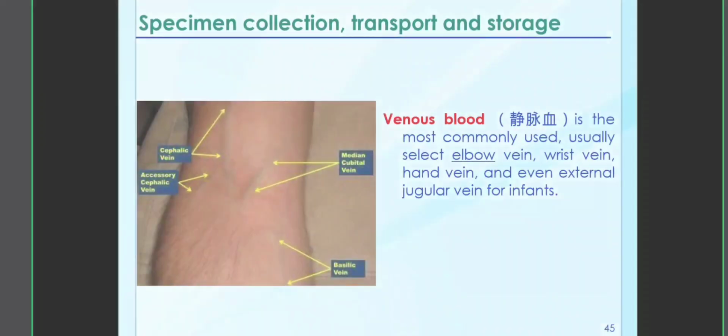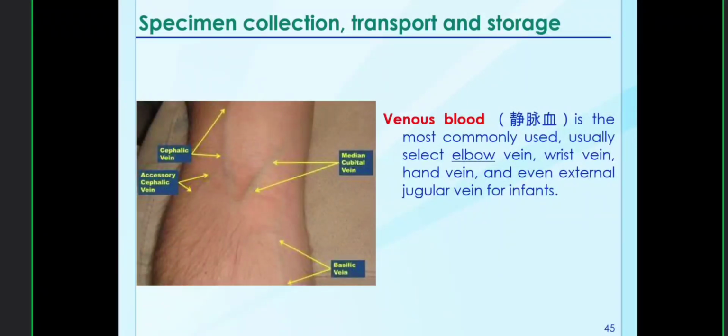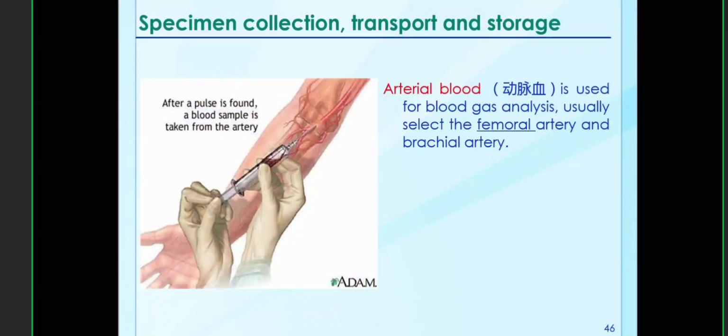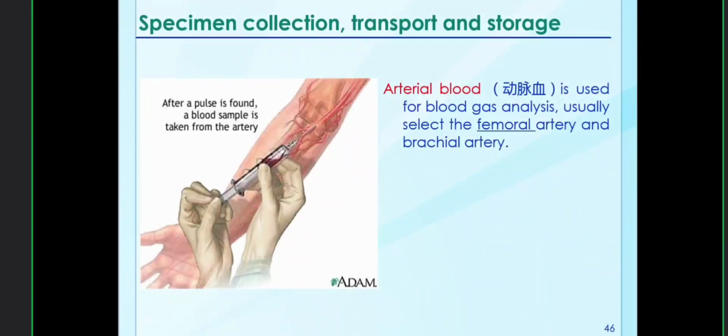And venous blood is the most commonly used. Usually select elbow vein, wrist vein, hand vein, and even external jugular vein for infants. Arterial blood is used for blood gas analysis. Usually select the femoral artery and the brachial artery.